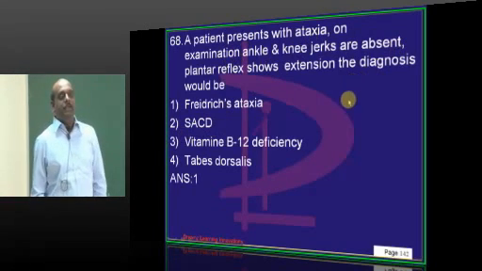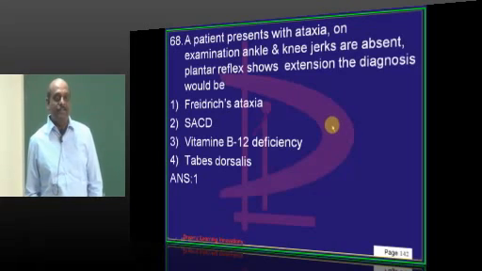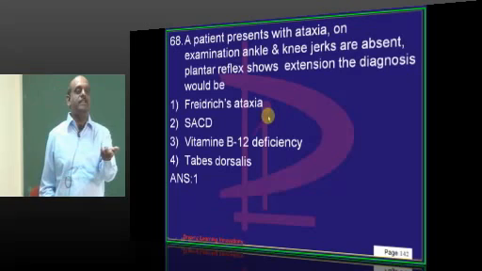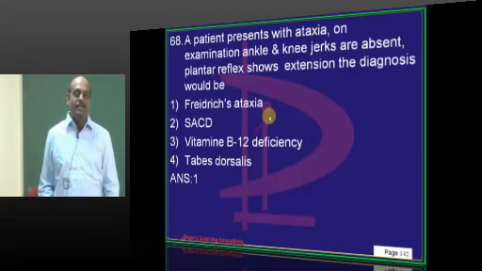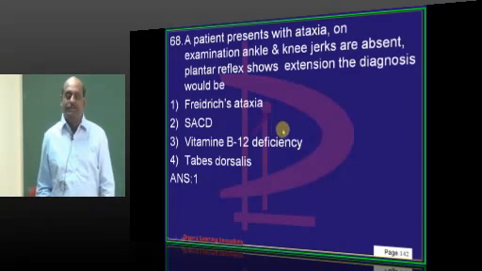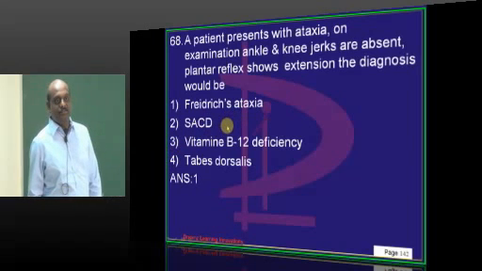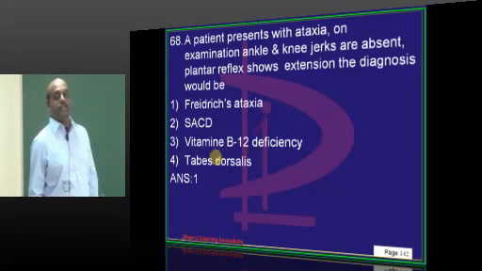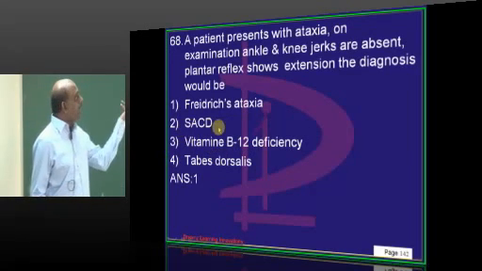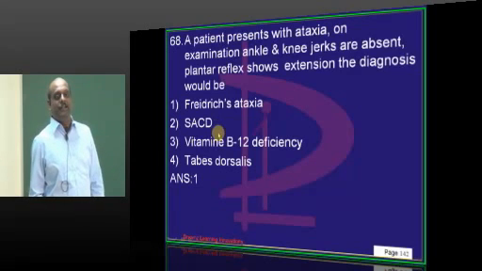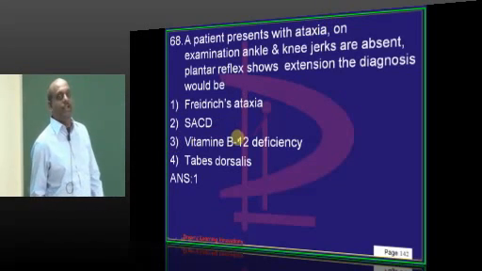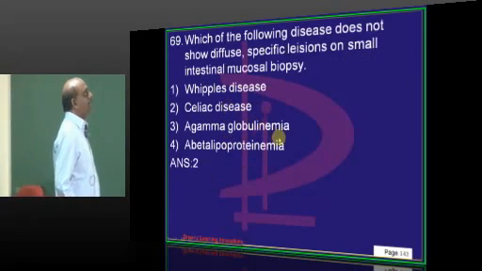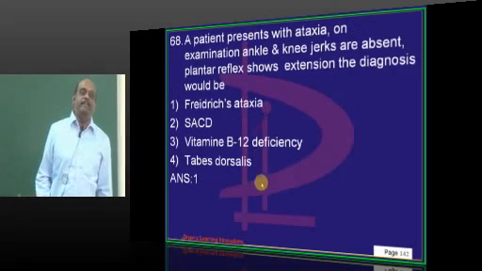Ankle and knee jerks absent means areflexia, which is a sign of LMN. Plantar reflex showing extensor means Babinski, which is a UMN sign. Where do you see a combination of the two? Friedreich's ataxia. Even in vitamin B12 deficiency, even in tabes dorsalis, even in subacute combined degeneration of the spinal cord, but because ataxia is there, you call it Friedreich's ataxia. Simple. But I don't fully agree with this.